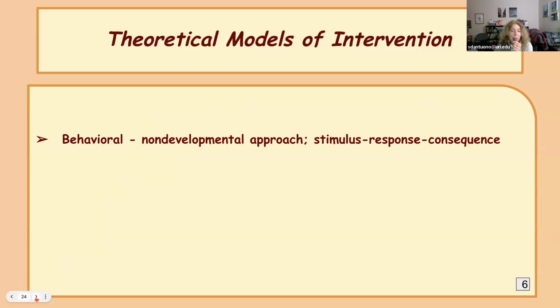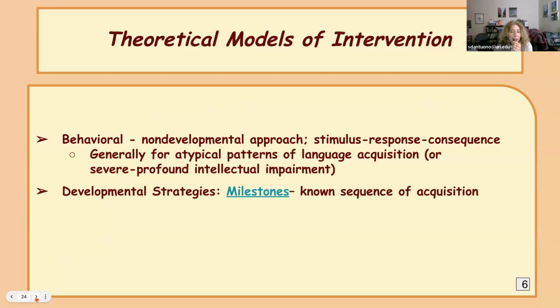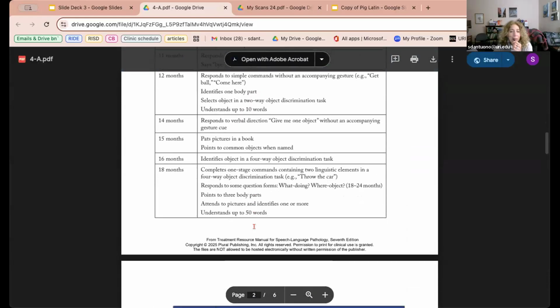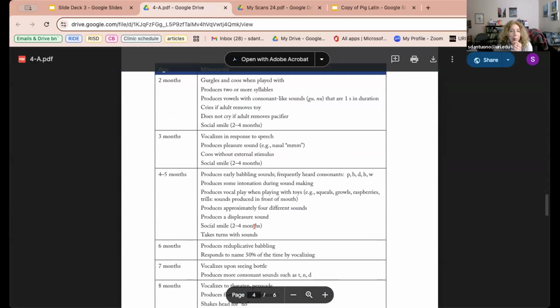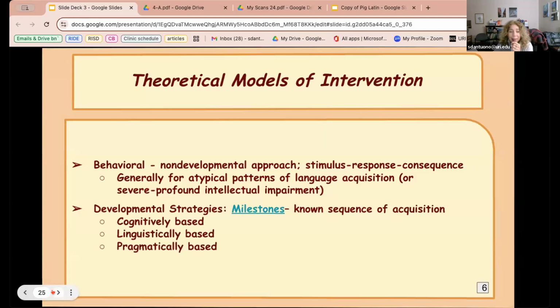Theoretical models of intervention. There's the behavioral, non-developmental approach: stimulus, response, and consequence, generally for atypical patterns of language acquisition or severe profound intellectual impairment. Developmental strategies: you use the known sequence of acquisition. And again, I gave you milestones so you could see what the order is and by what age we should expect certain characteristics in speech and language. It's cognitively based, linguistically based, pragmatically based.